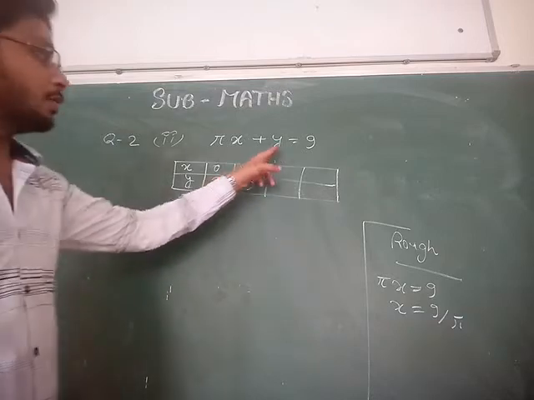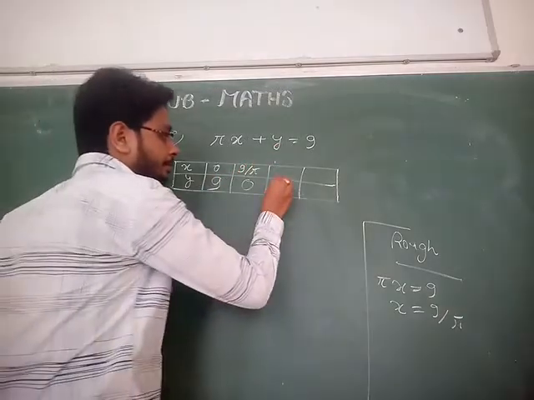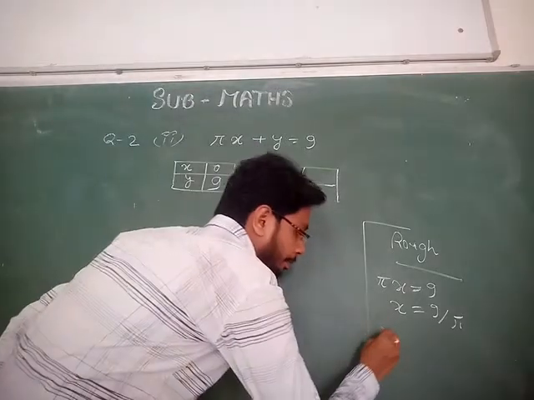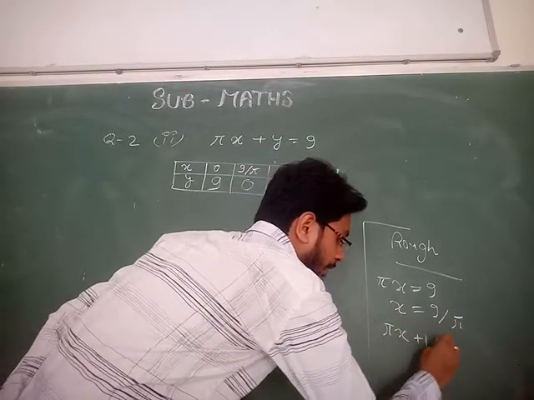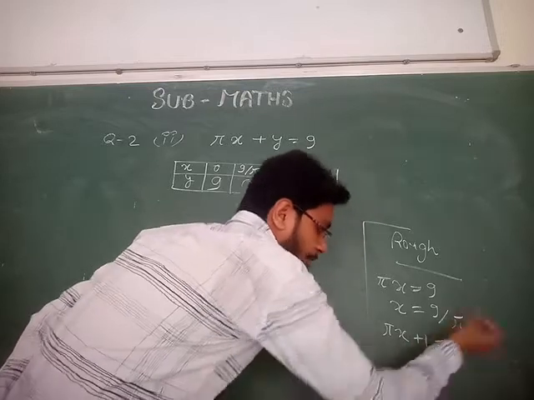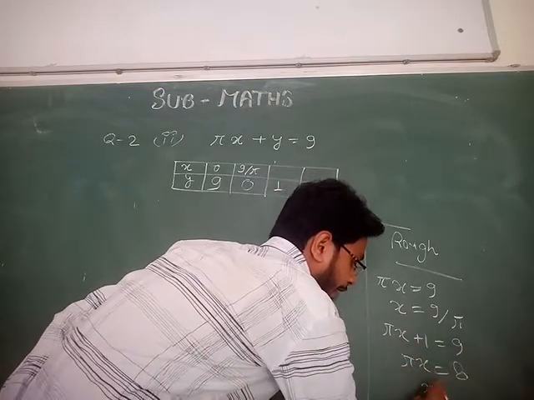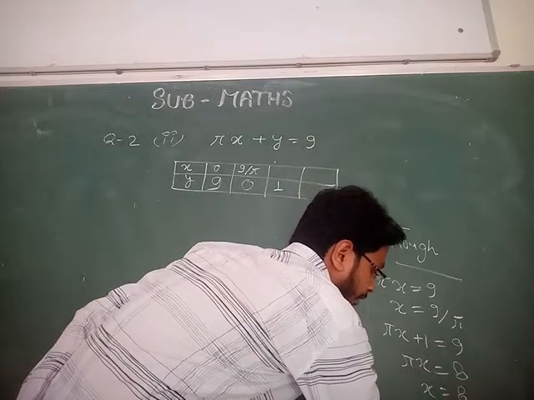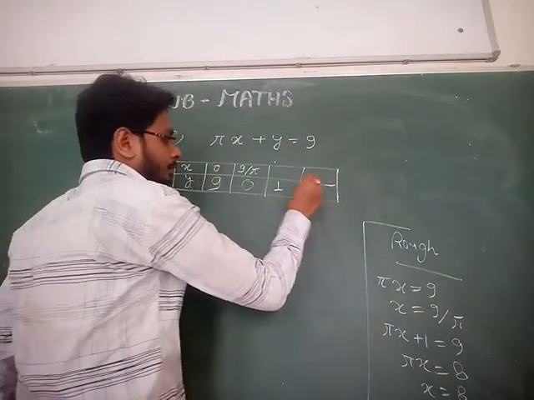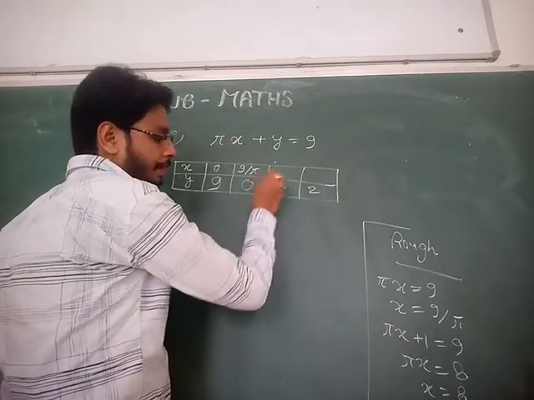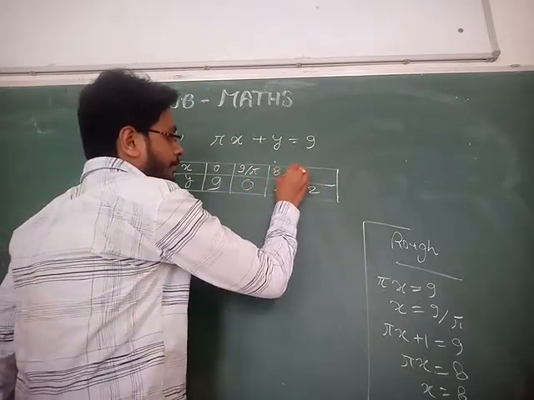Okay, now put y equal to 1. When you put y equal to 1, what will you get? Pi x plus 1 equal to 9. Move the 1 over, then pi x will be 8. Then x equal to 8 upon pi. So when you put y equal to 1, you will get 8 upon pi.